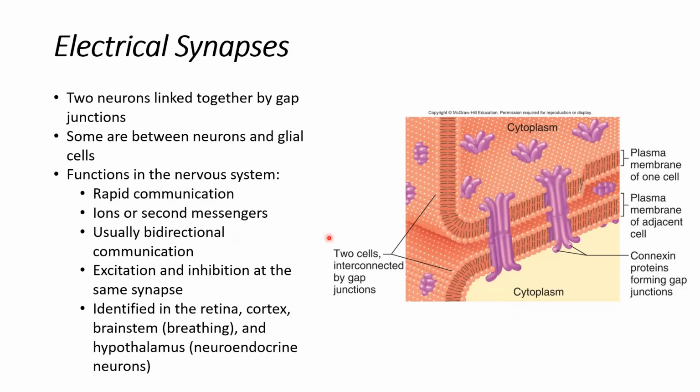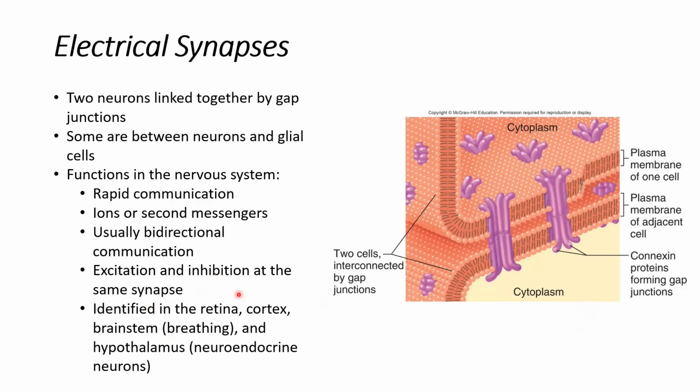Another feature, ions or second messengers are typically involved. Also, we can have bidirectional flow. So we can have this neuron send signals to this neuron, and then we can have communication going in the opposite direction. This neuron can likewise send signals back across to this neuron. So there can be bidirectional flow of communication for electrical synapses. For chemical synapses, that is not the case. For chemical synapses, there's only one flow of communication: dendrites to soma, to axon hillock, to axon terminal. We cannot have any flow of communication in the opposite direction.